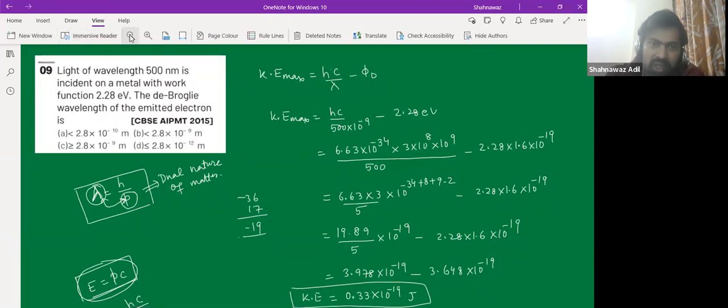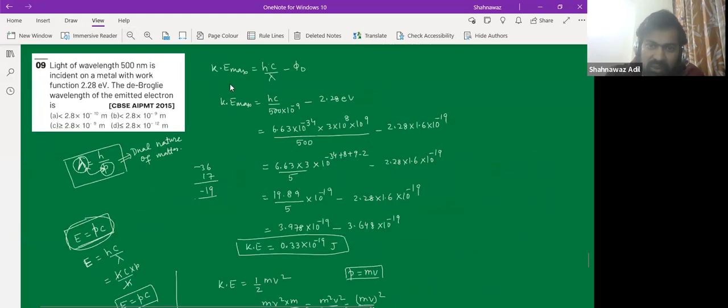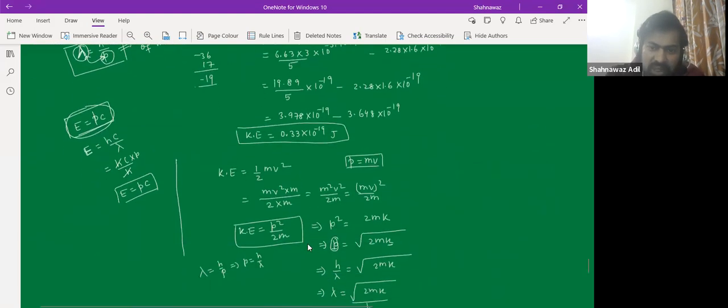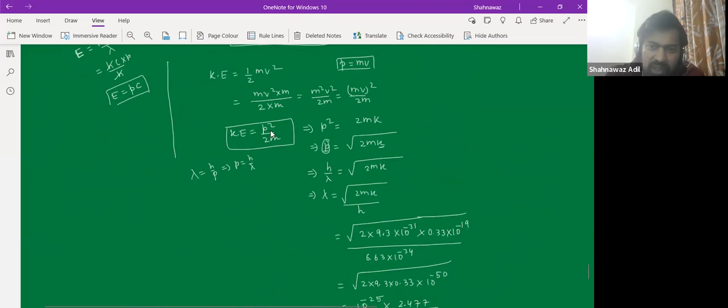So we calculated the kinetic energy of the electrons first. From kinetic energy, we related the momentum, and from momentum, we already know the de Broglie relation.